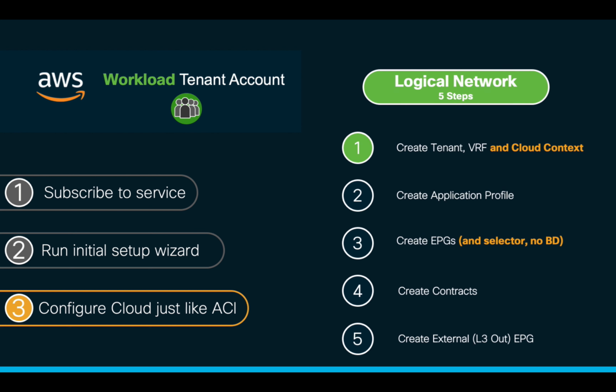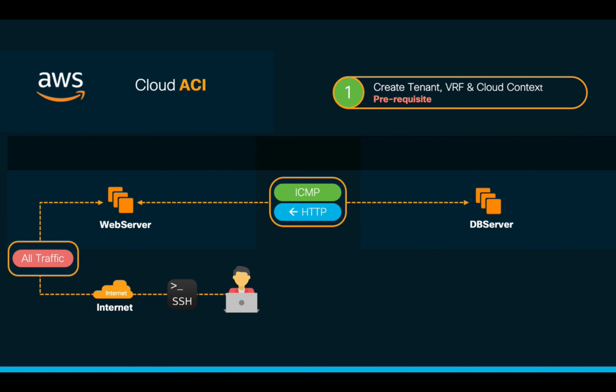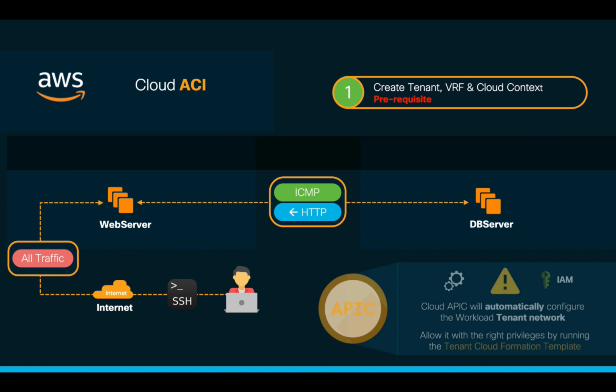Since each tenant we create in Cloud APIC on AWS will require a different AWS account, Cloud APIC will need to have enough privileges over such tenant accounts in order to automatically configure their network. Therefore, before we get started with the configuration, we will need to run the tenant CloudFormation template.